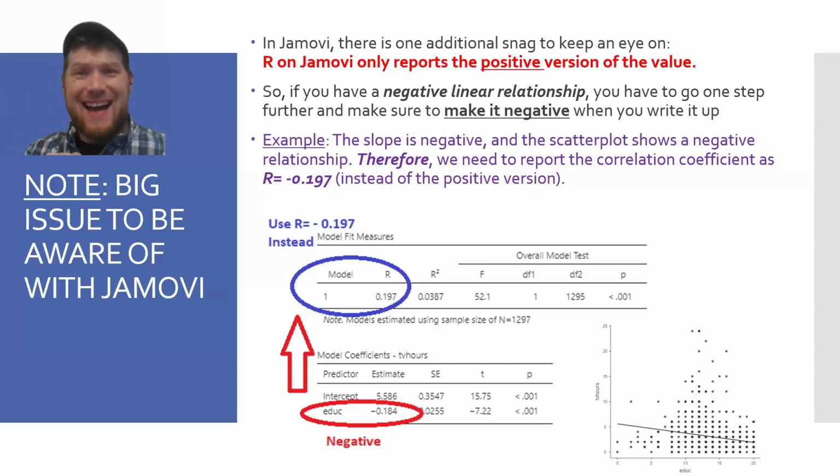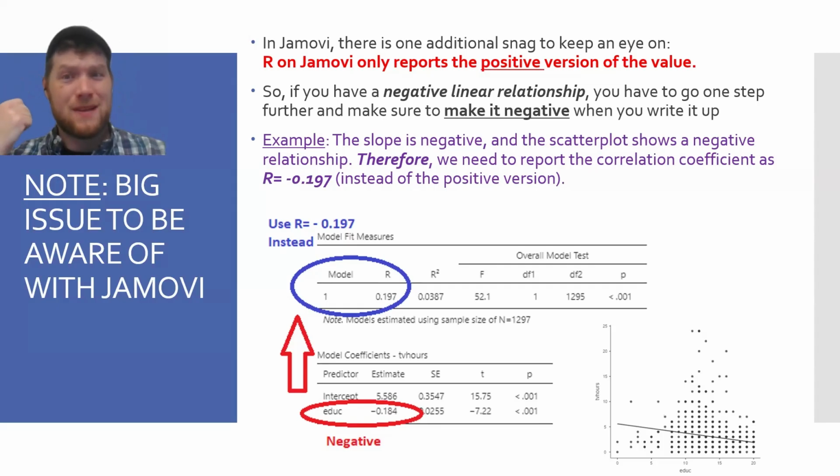And there is one snag with this technique, and in another iteration, I might fix this and try to change it up with folks. On Jamovi, it only reports the positive version of these values for the correlation coefficient R. It doesn't report them as negative, even when we have a negative association. So if you see a negative linear relationship, you're going to have to go one step further when you write things up to make sure that it says negative when you write it up.